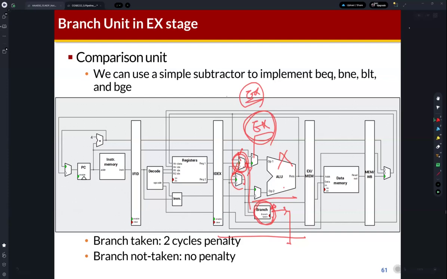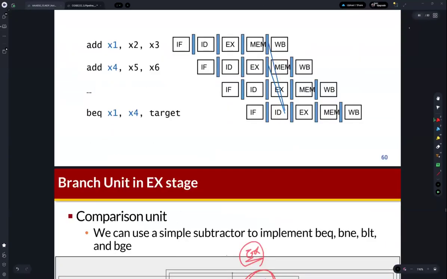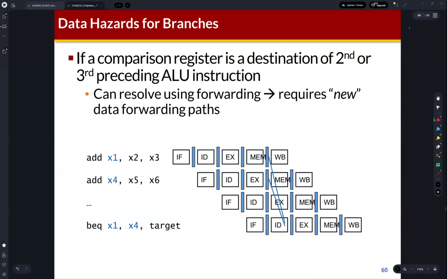Okay, do you understand? By doing this, we can reduce one cycle. But this solution is more complex, and the clock cycles can be wasted more because of the new data hazard.